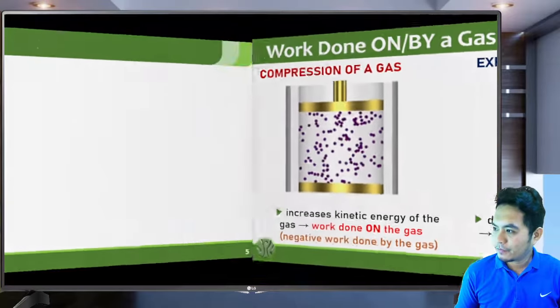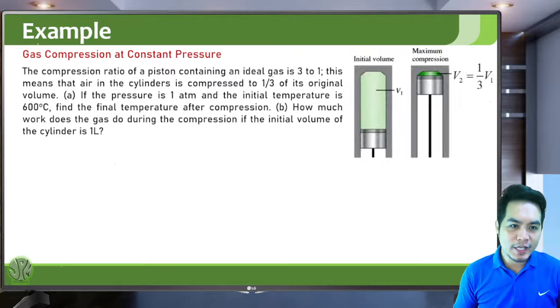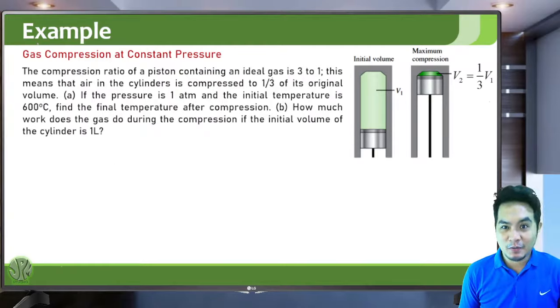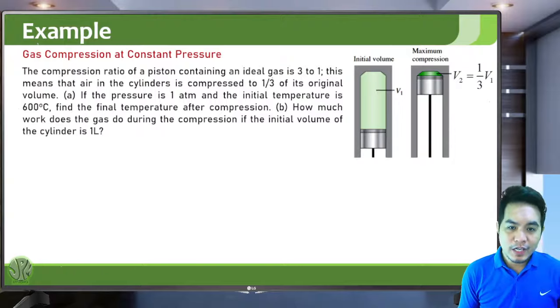Okay, so let's have an example. This is gas compression at constant pressure. The compression ratio of a piston containing an ideal gas is 3:1. When you say that the compression ratio is 3:1, it means if the original volume is 1 liter, the final volume will be 1/3 of its original volume.